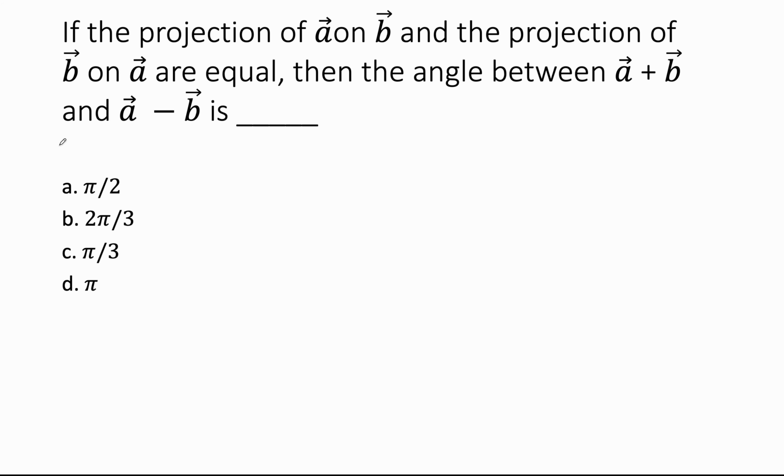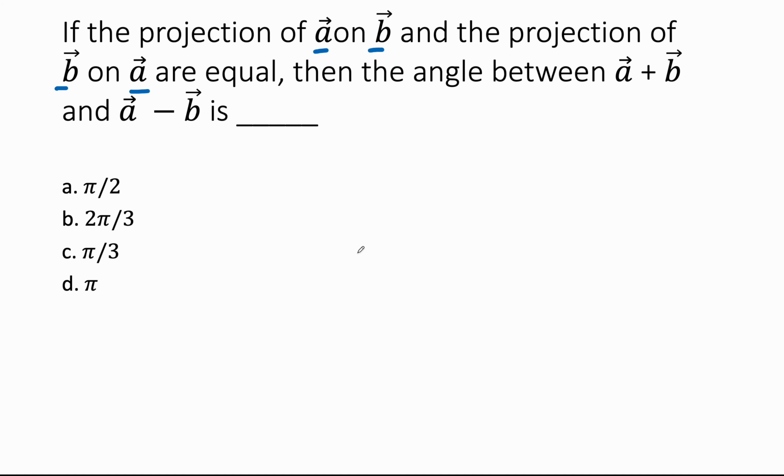Next question is, if the projection of vector A on vector B and the projection of vector B on vector A are equal, then the angle between A plus B and A minus B is. Okay, so I will just draw some picture and then we'll see, or we'll solve first and then we'll draw the picture, and we'll see the picture also gives the same answer. So let's start with the projection.